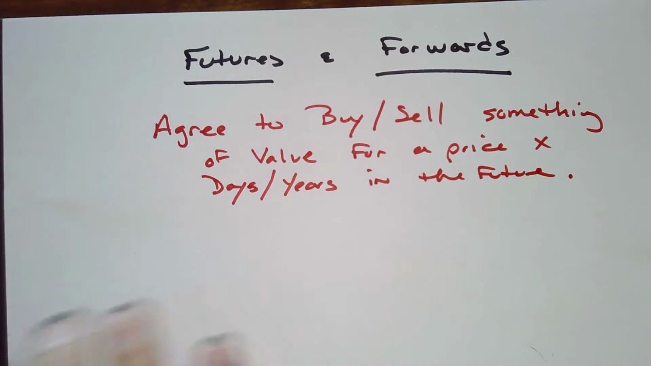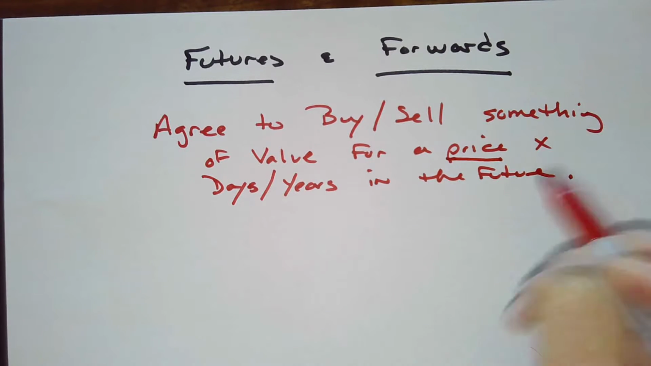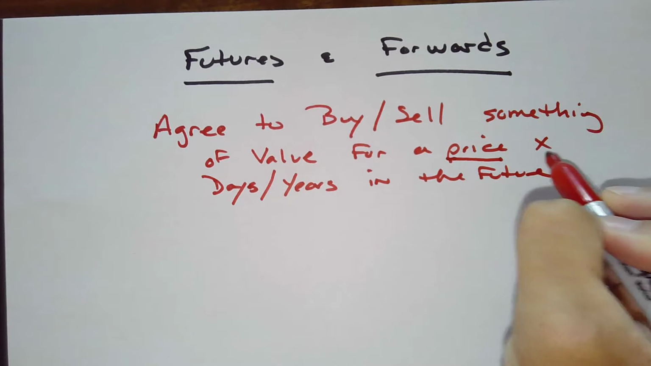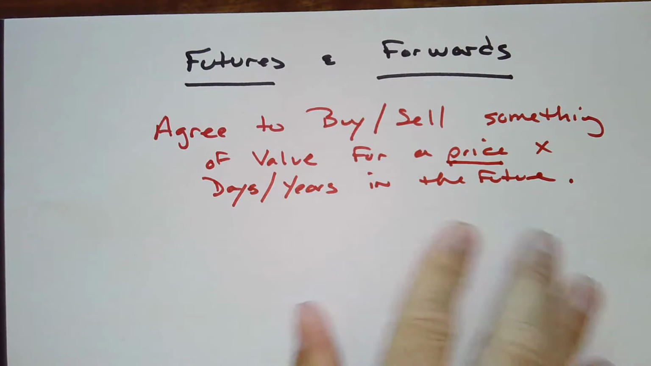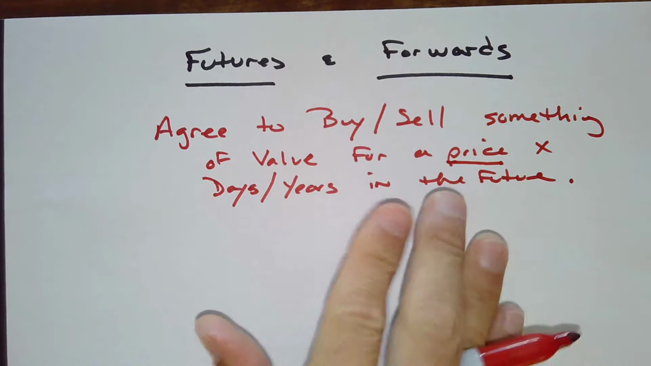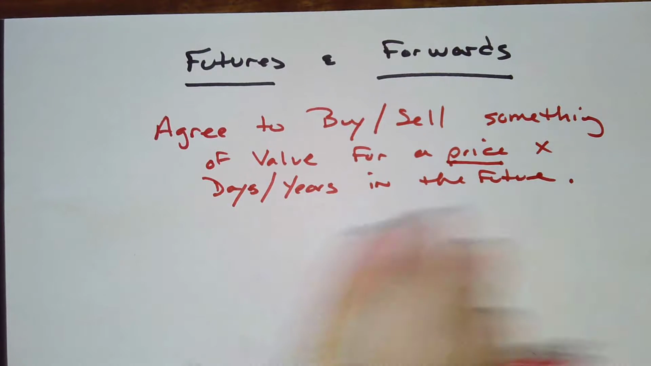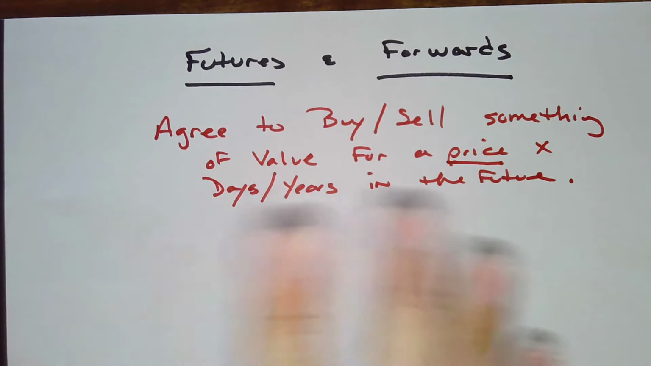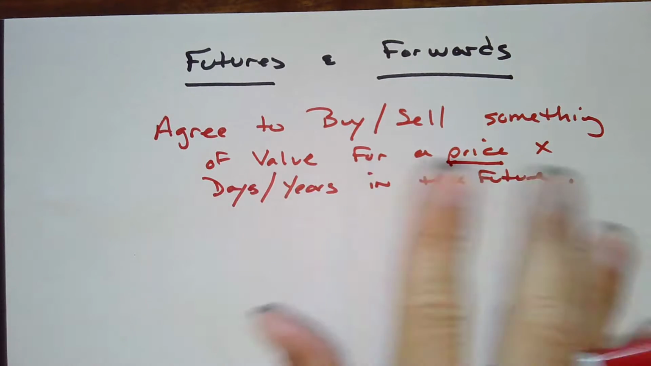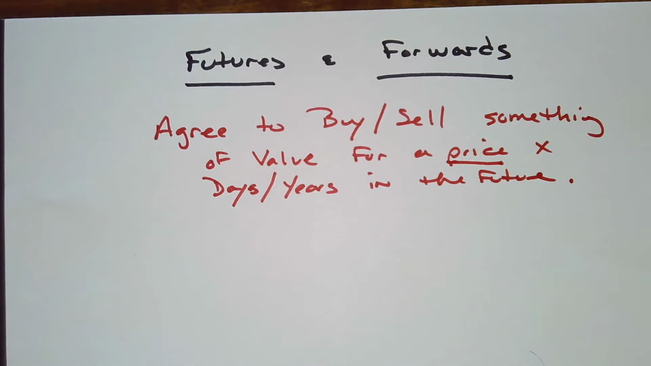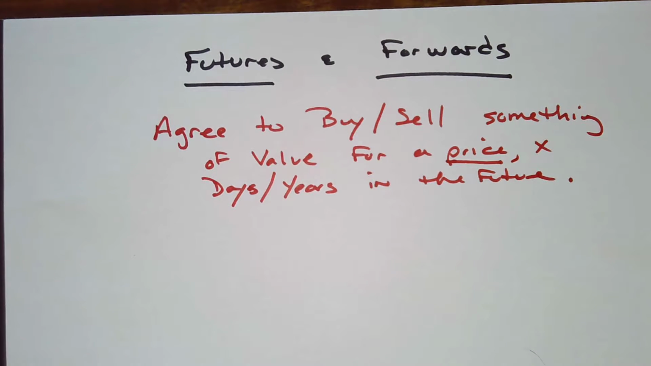We agree to buy steel a year from now at a particular price, whatever that price is, sometime in the future. We agree to sell wheat sometime in the future. We agree to buy a currency someday in the future, whatever it is, right? So we agree to buy or sell something of value for a price X number of days in the future. Okay, that's all a futures or a forward contract essentially is.